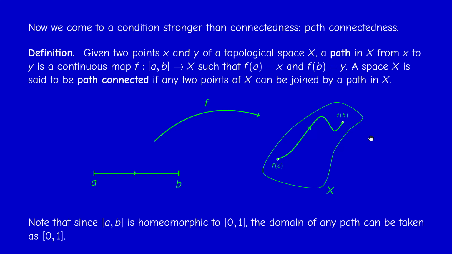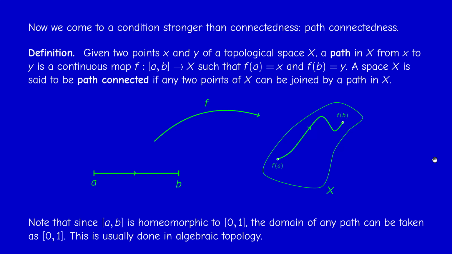So the first remark is that, as you probably know, the closed interval [a,b] is homeomorphic to the standard unit interval [0,1]. Therefore, by a change of variables, we can always assume that the domain of any path is [0,1]. Okay? And this is what we usually do in algebraic topology.